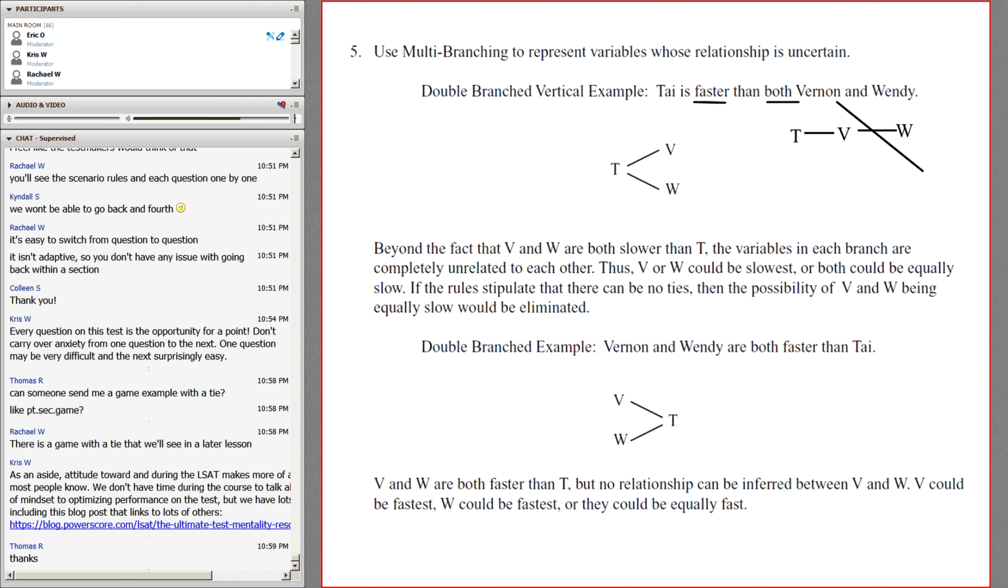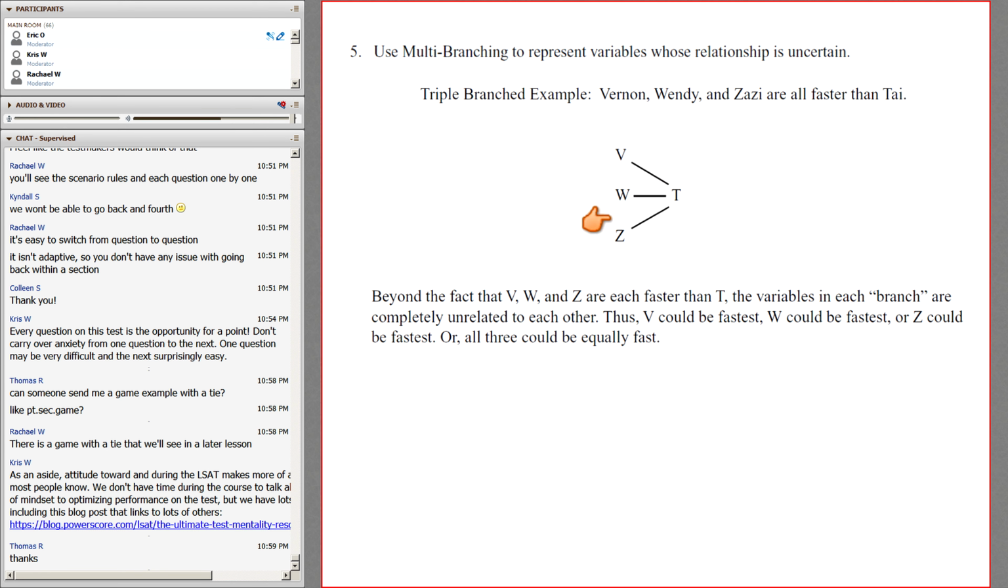So you want to make sure if they give you a rule like this that you draw it appropriately so that you're not going to make any inferences that don't exist. So that's where we come in with what we call the double-branched vertical example. And V and W are written parallel to each other, with no line connecting them, so you're not imparting a relationship between them that doesn't necessarily exist. Okay, and that can go both ways, as you see here. And in fact, you can even get to triple and quadruple branch examples.